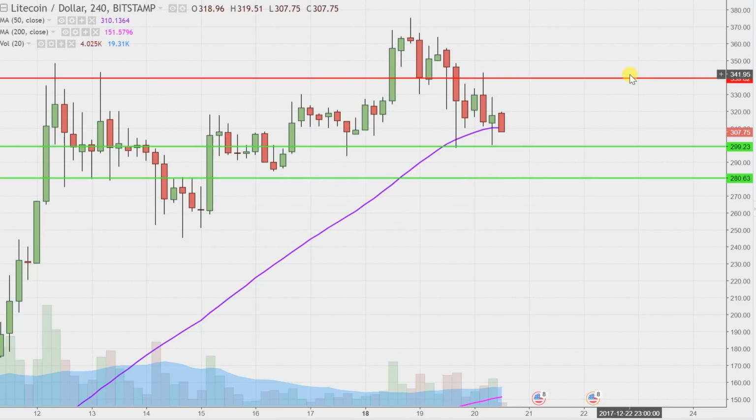But as things stand right now, breaking levels of resistance is not really the top priority. Top priority by far is stabilizing and ideally staying up above that purple line. So we'll see if the bulls can get the job done or not.